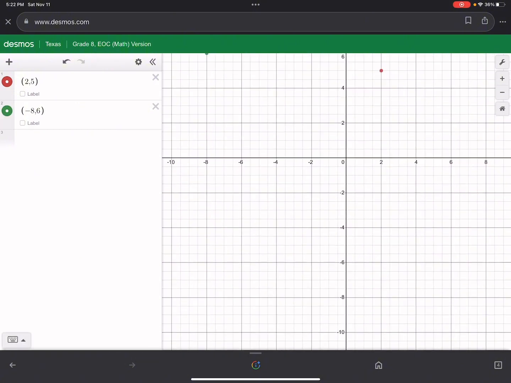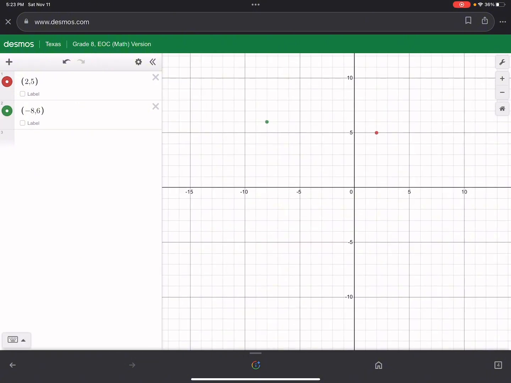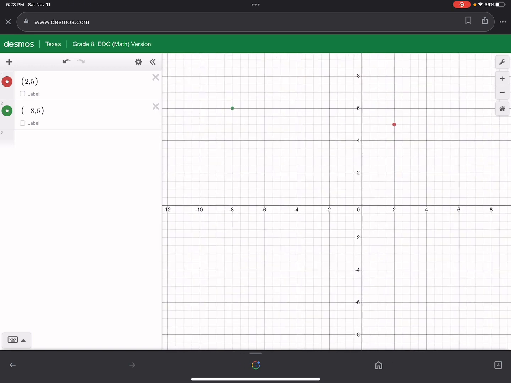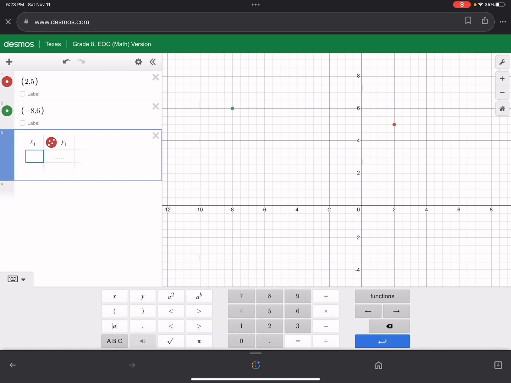So if you look here, you can see that my 2 points, the red one is red, of course, and the one that's labeled is green. Now, what you do is you don't have to put your points in Desmos, but you're gonna hit the plus sign, go to the table, and it's going to give you a table, right? And I'm going to put the 2 and the 5, and right under it, I'm going to put the -8, and then I'm going to put the 6.